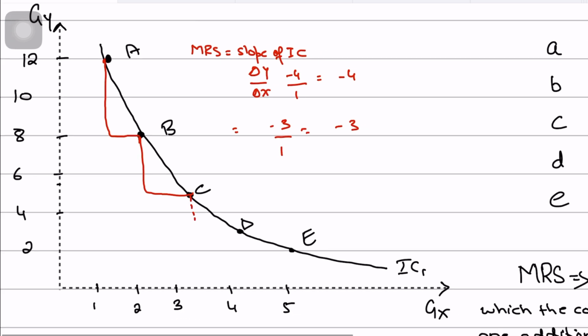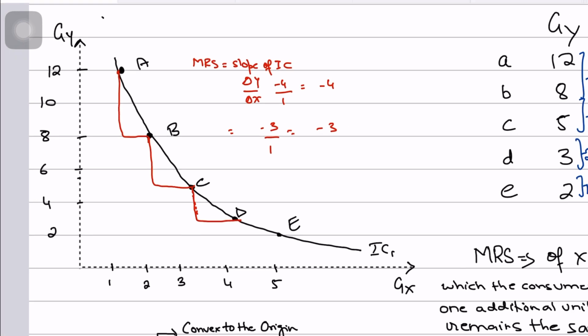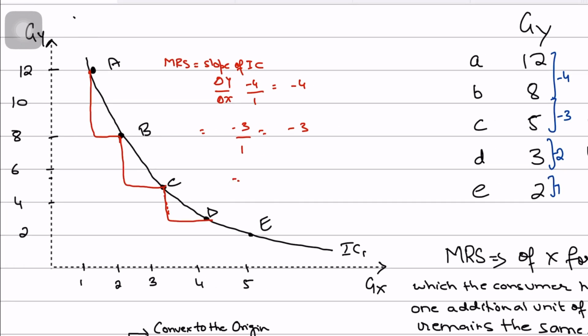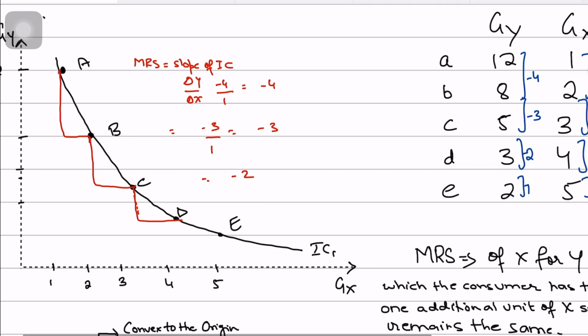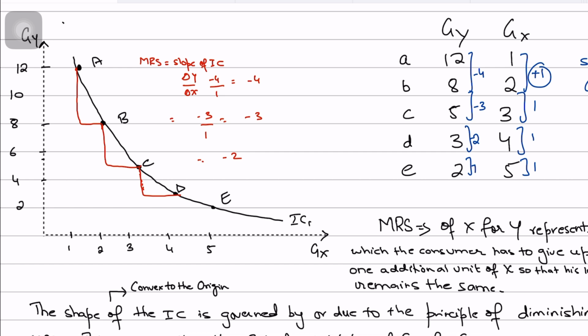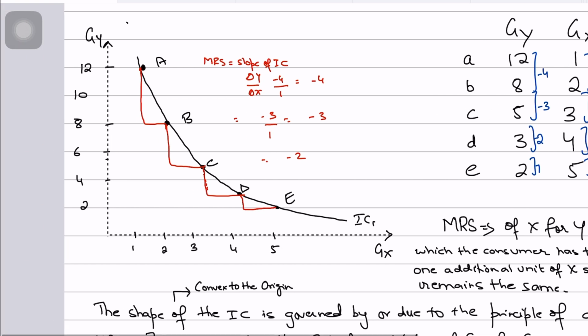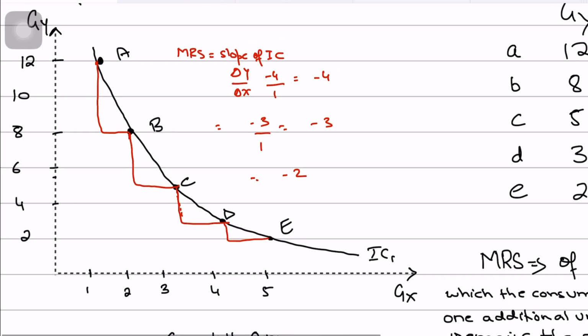From C to D again, see, the length of y will again be smaller. Slope is reducing. So the slope from C to D will become -2, right. And then D to E the slope is, again, look at the size of this. I mean the slope is going down. The slope would be, from D to E, -1.